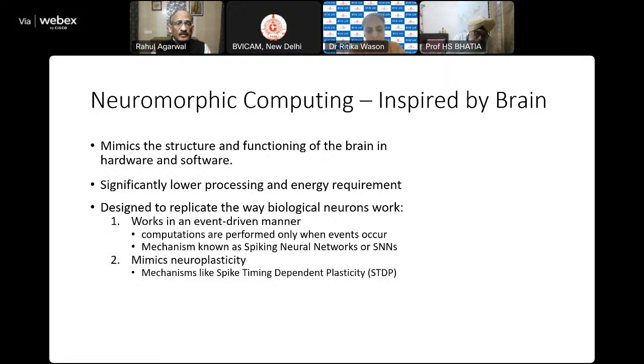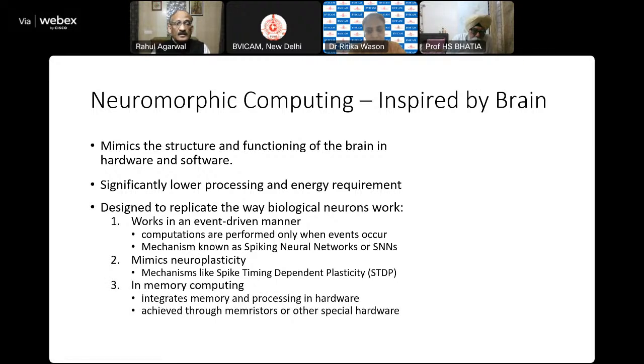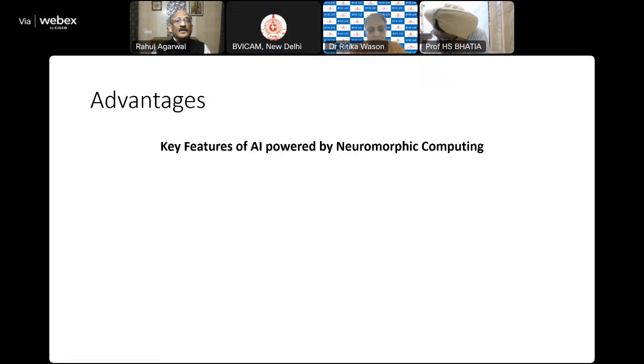It mimics neuroplasticity with mechanisms like spike timing dependent plasticity, or STDP, and it also involves something known as in-memory computing, which is integration of memory and processing in hardware. And it is achieved through memristors or other special hardware. So we will talk about these, but let's first understand what the advantages of using neuromorphic computing are.